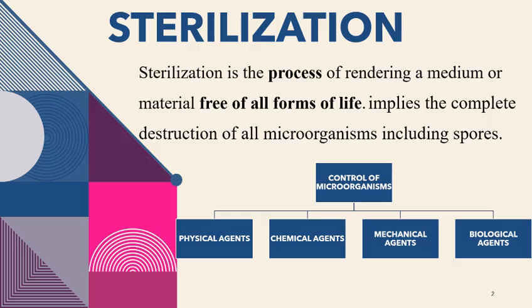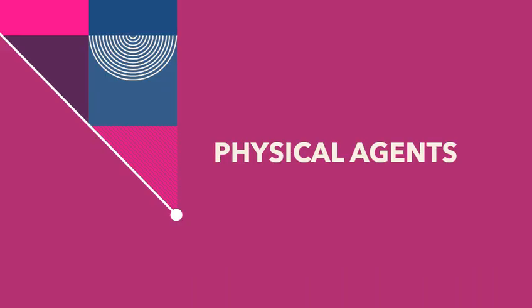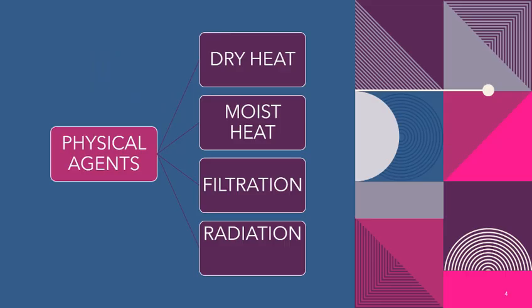Sterilization can be achieved by four different types. They are physical agents, chemical agents, mechanical agents, and biological agents. And we're going to talk about physical agents today. Physical agents are of four types: dry heat, moist heat, filtration, and radiation.